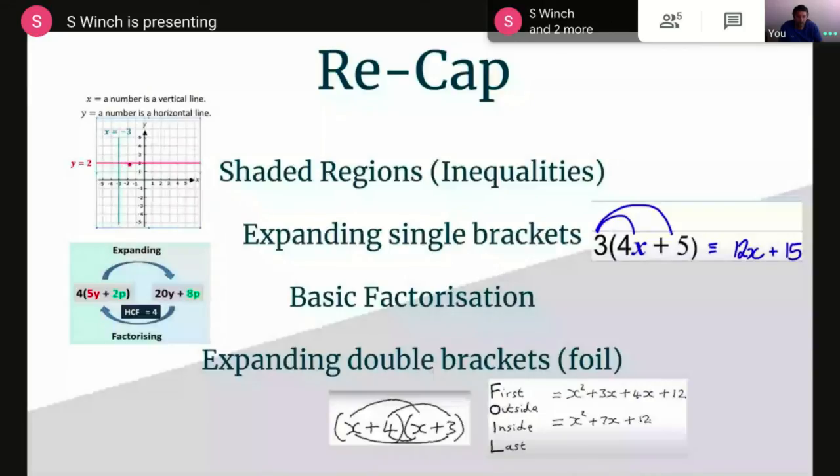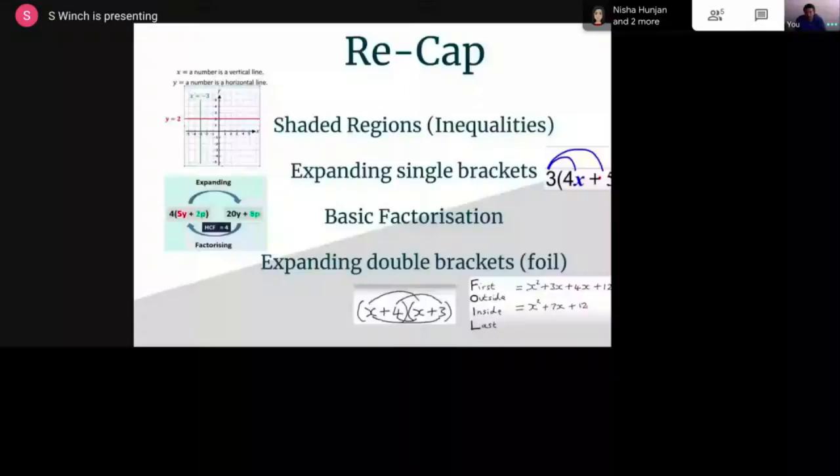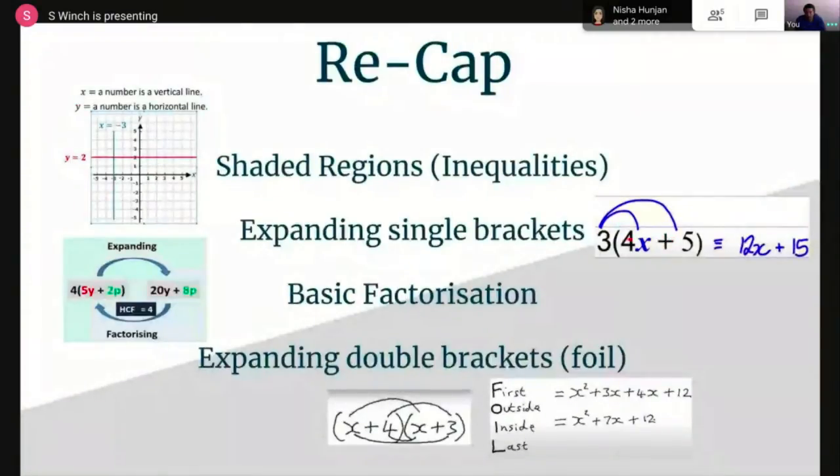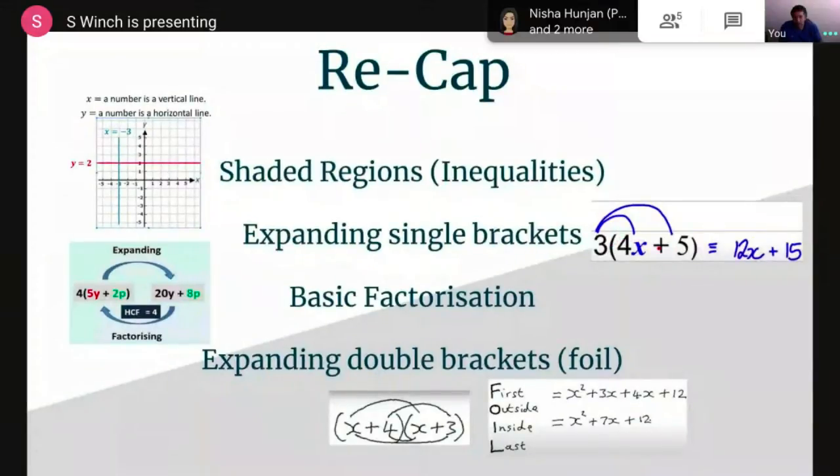Expanding single brackets. We look to multiply the number outside of the bracket by the first term and the second term inside the bracket. And here you've got 3 times 4x, which of course gave us 12x. And then 3 times +5, which gives us +15. Then we looked at basic factorization.